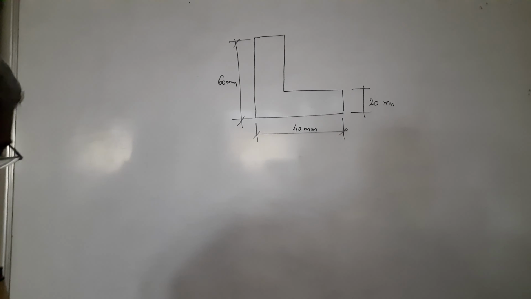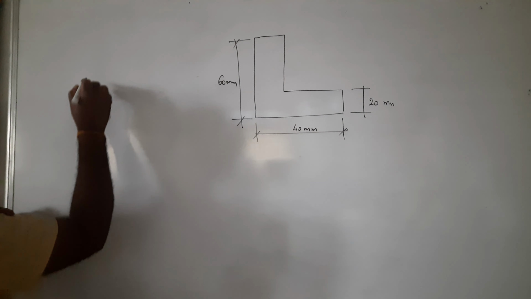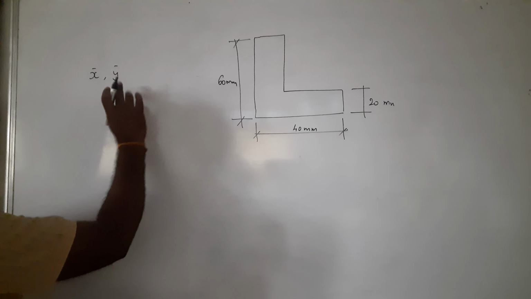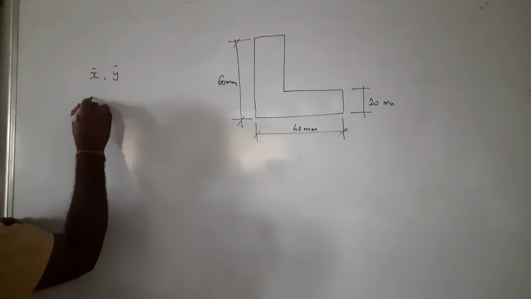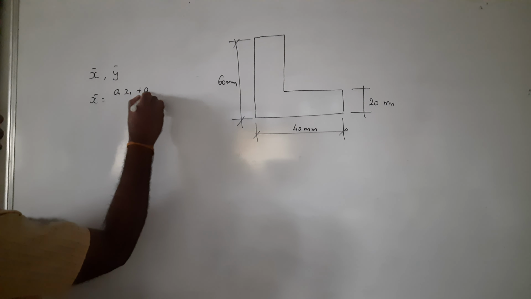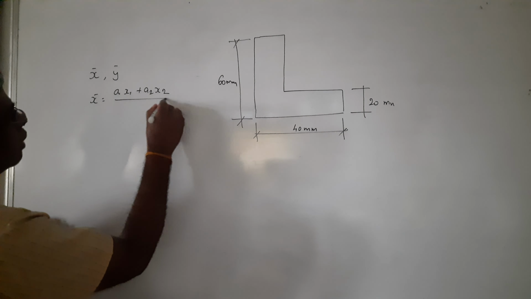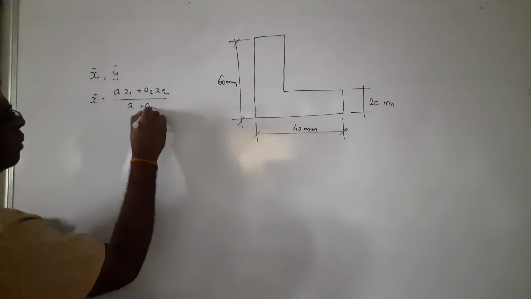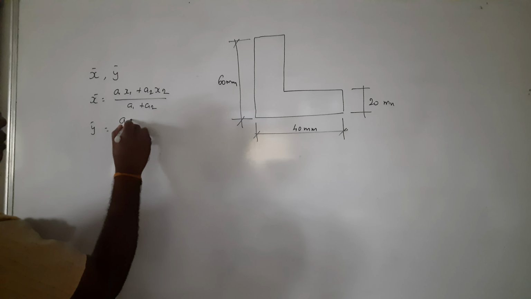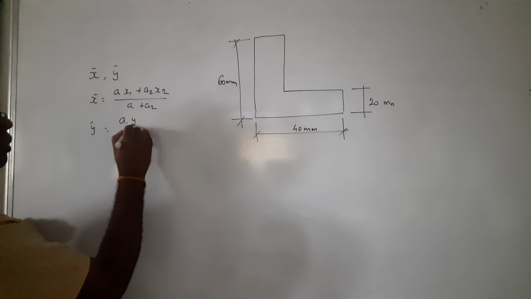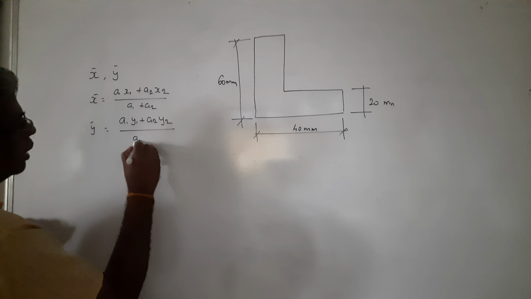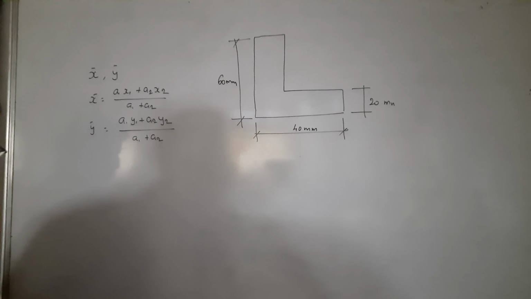Okay, right. We all know the centroidal distance x bar and y bar of the composite plane figure. That is, x bar is equal to a1 x1 plus a2 x2 divided by a1 plus a2 and so on. Similarly, y bar is equal to a1 y1 plus a2 y2 divided by a1 plus a2.